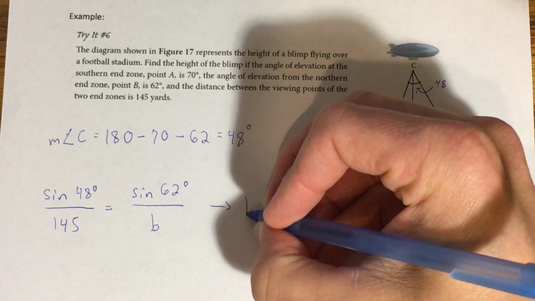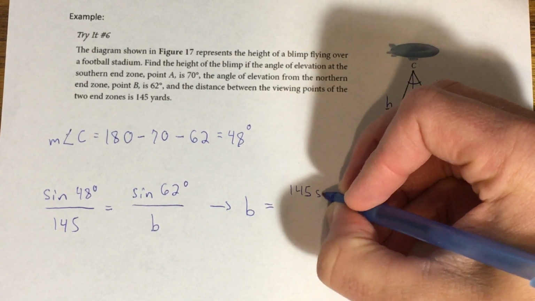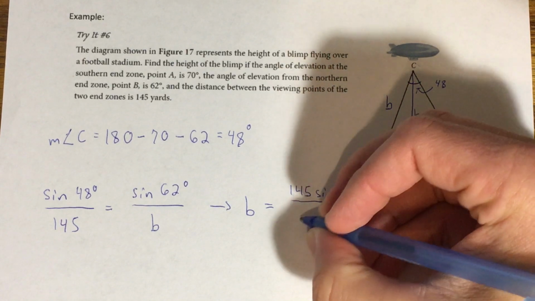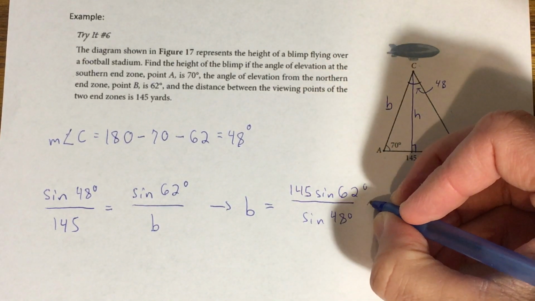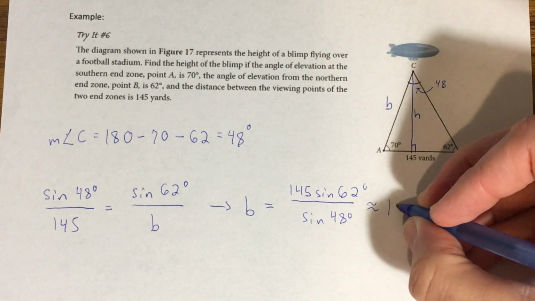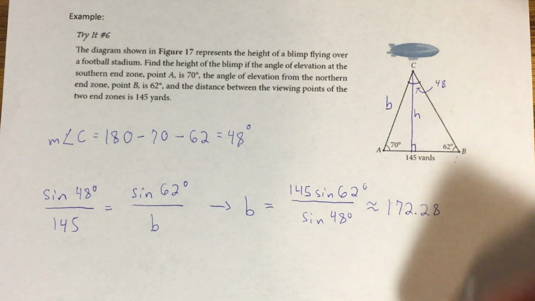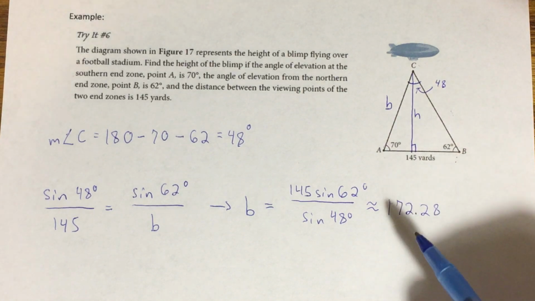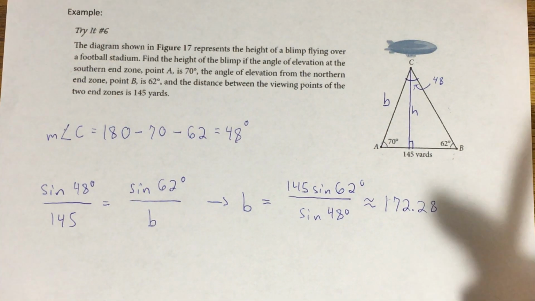We cross multiply to solve this. B is going to equal 145 sine of 62 degrees over sine of 48 degrees. And again, that goes into a calculator. This comes out to approximately 172.28. And we are not done, because that's not the height of the blimp. It's just a piece of information that we need to then find the height of that blimp.